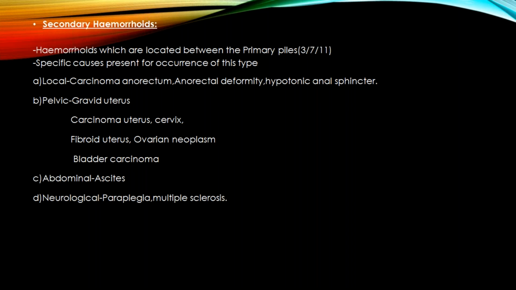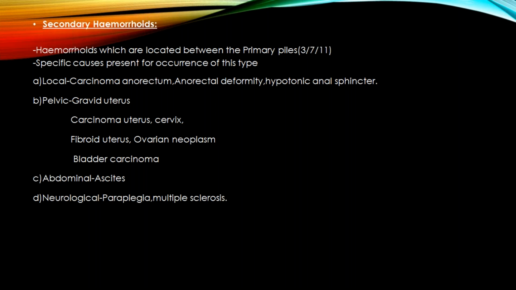So whether the patient is pregnant or not, gravid uterus. You should look at the whole of the uterus and the ovaries for any fibroid uterus, any ovarian neoplasm, or any carcinoma of the uterus, or any carcinoma of the cervix. This should be ruled out. And next is the bladder carcinoma. If any bladder carcinoma, thorough investigation should be done to rule out bladder carcinoma. These are the pelvic causes of secondary hemorrhoids.